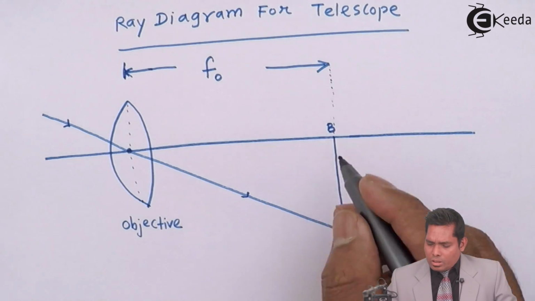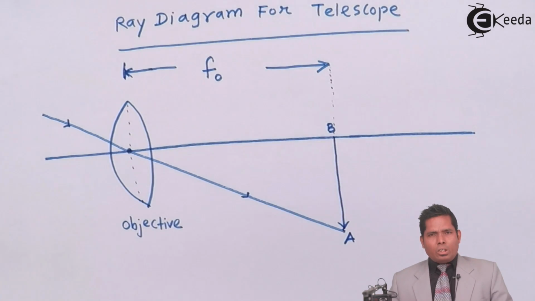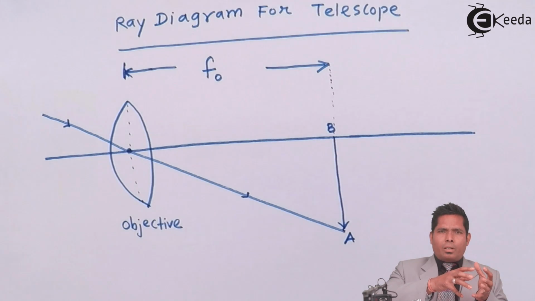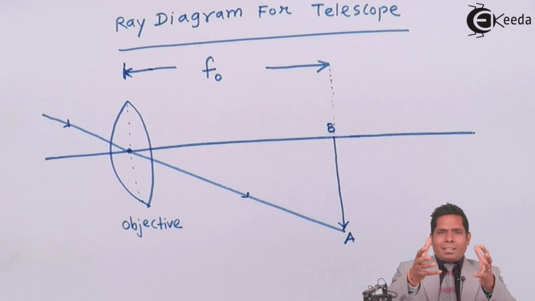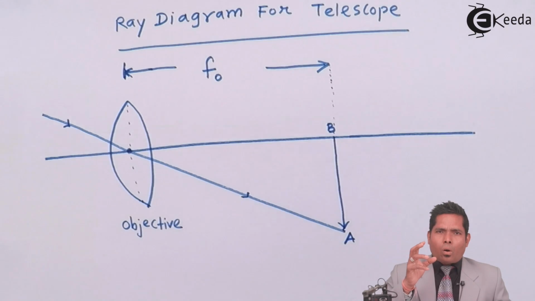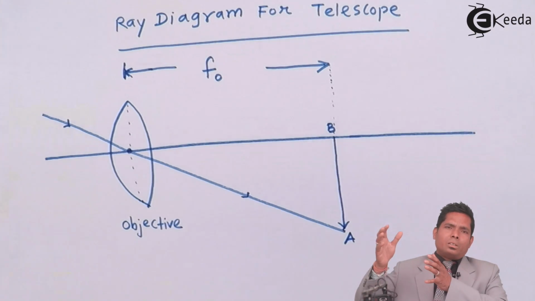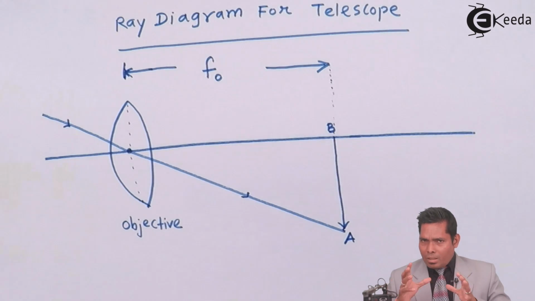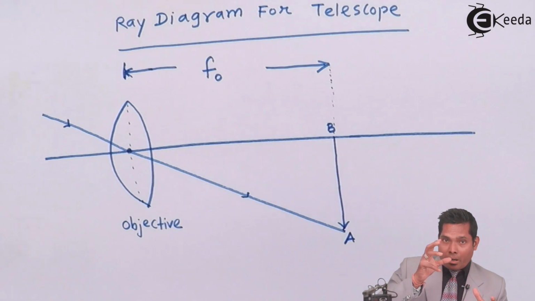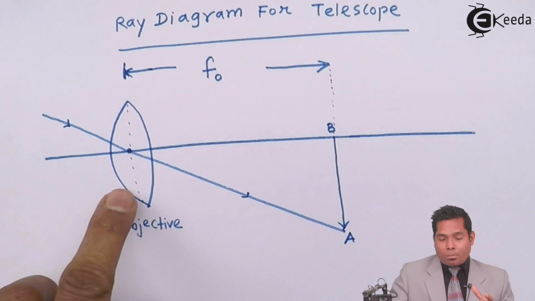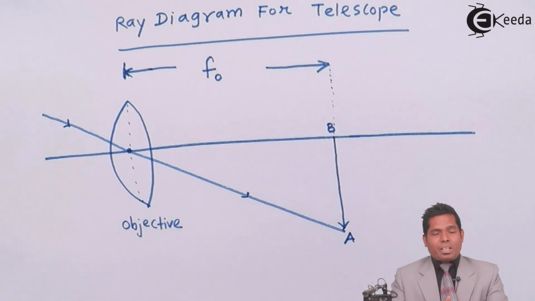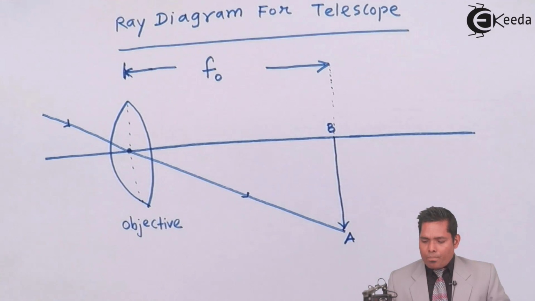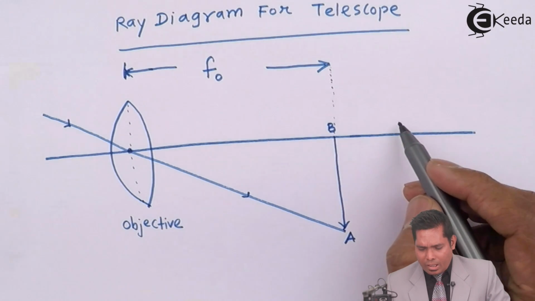Now this image that is formed due to the first lens must act as the object for the second lens, that is the eyepiece. So this image AB of the objective lens will act as object for the eyepiece. So I'll keep one eyepiece over here.